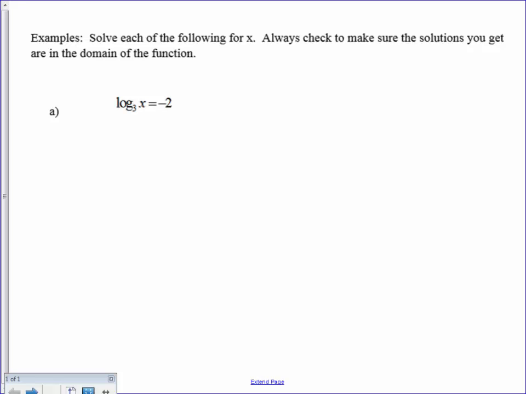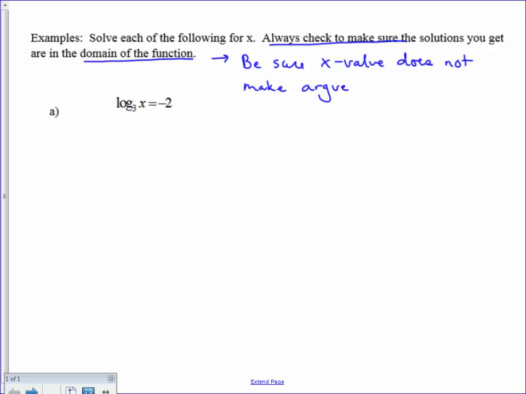I've made a note here. Always check to make sure that solutions you get are in the domain of the function. What I actually mean there is be sure that whatever x value you get does not make the argument of your log negative, and you may have to check it in more than one argument. Remember that you cannot take logs of negative numbers.